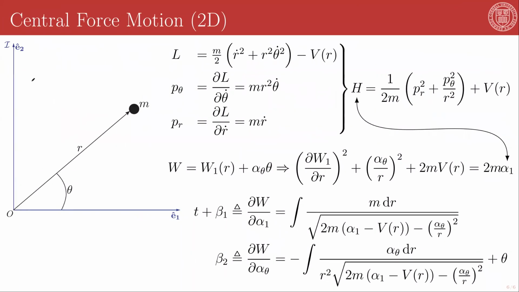Here we have our system. We have an inertial frame where all of motion is in an E1, E2 plane. We are going to describe the position of our particle of mass m via polar coordinates r and theta.